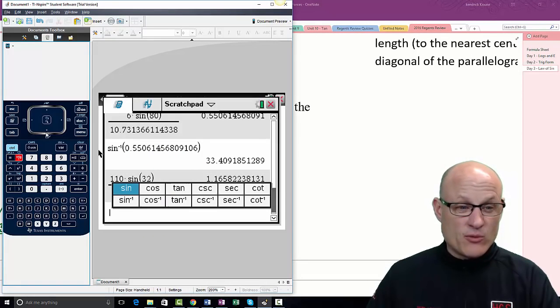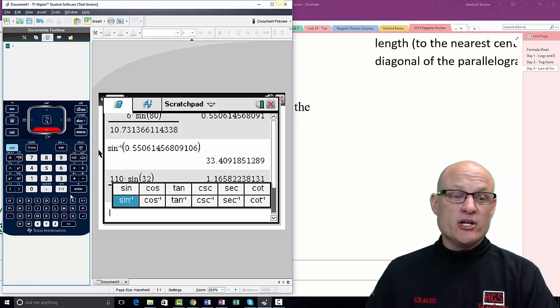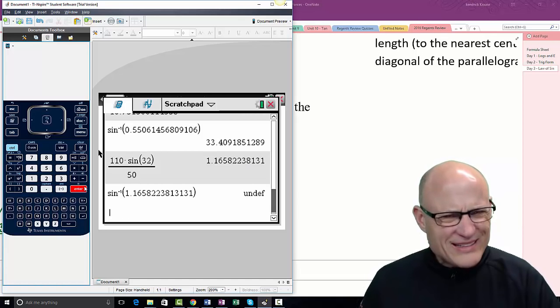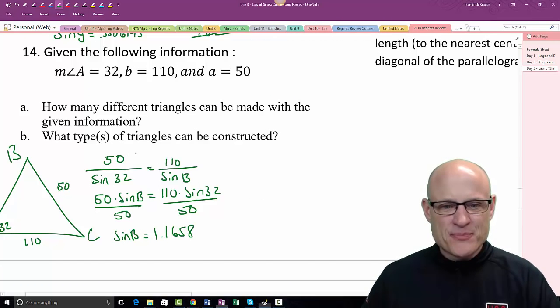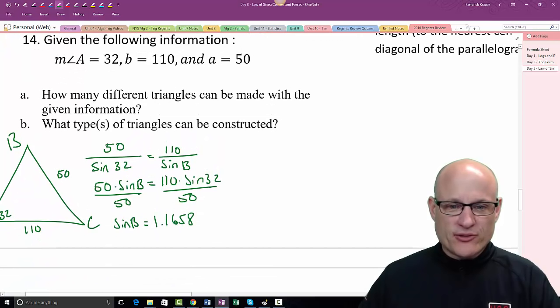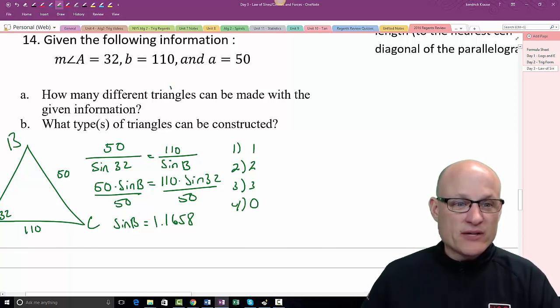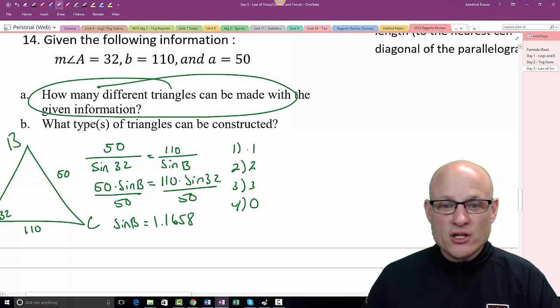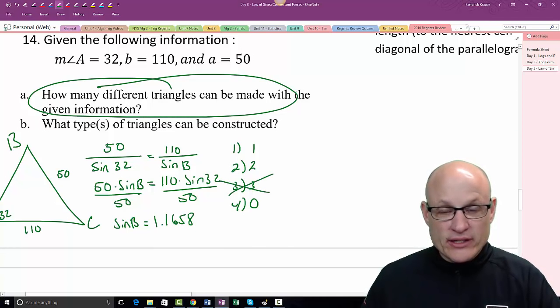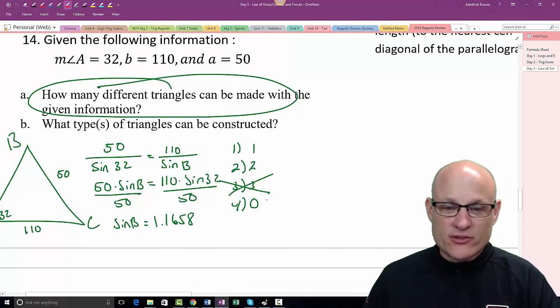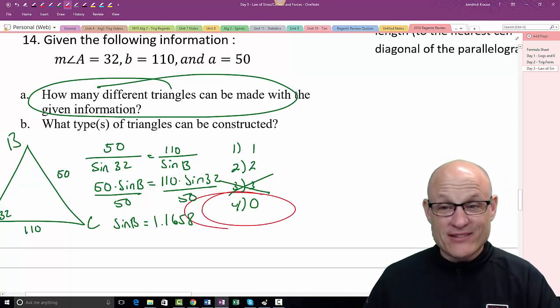But if you don't realize it right away, it's no big deal. You come over here, you try to do the inverse sine of this thing you came up with, and you're like, what? Huh? The answer to the law of sines questions, how many different triangles can be made with this, is never 3. It's either 1, 2, or every once in a great, great while, no triangles. And in this case, it's no triangles.